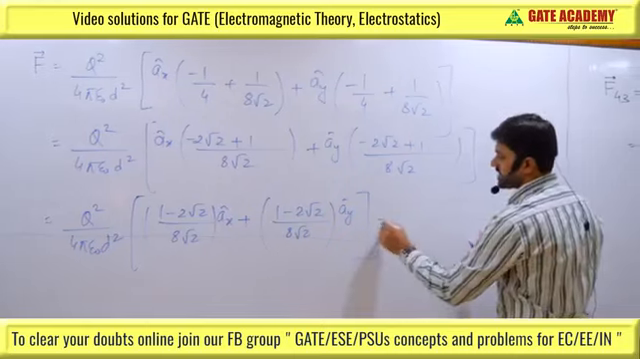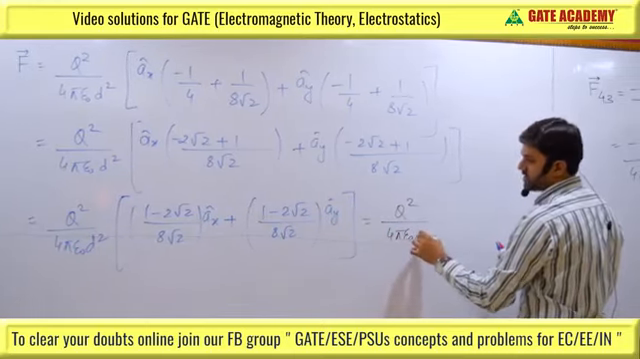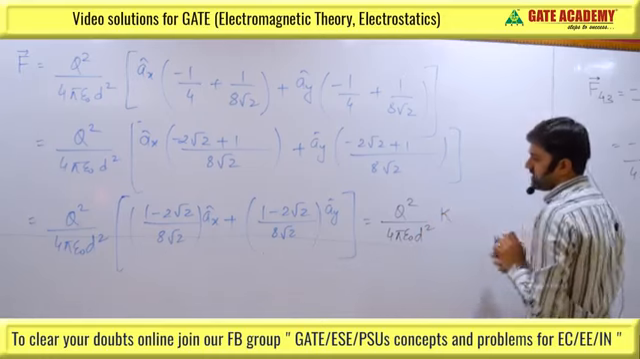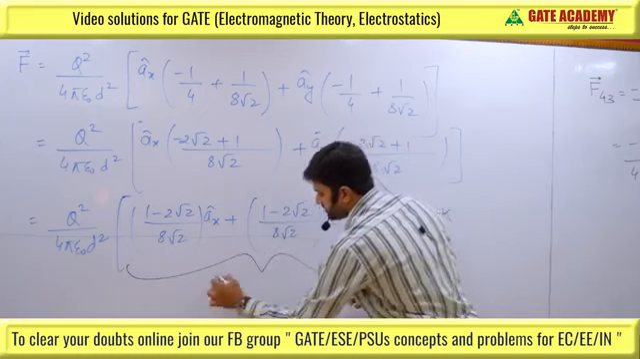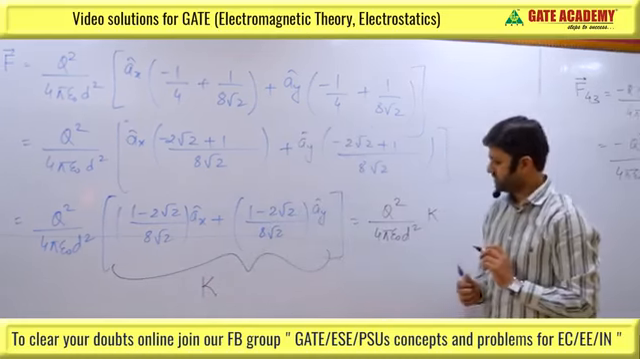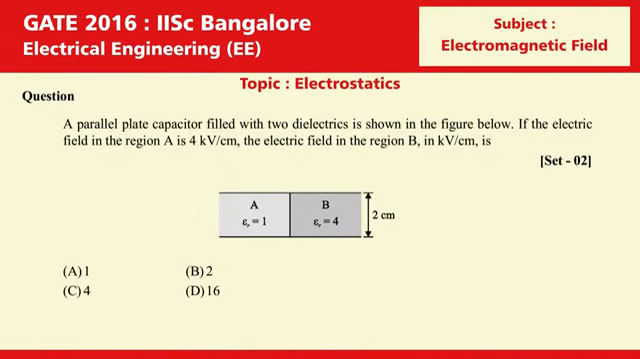And if we compare with the given equation, that is q square upon 4 pi epsilon naught d square into k, then the value of k will be this term. Hence the correct answer is option D. This question is asked in GATE 2016 set 2.